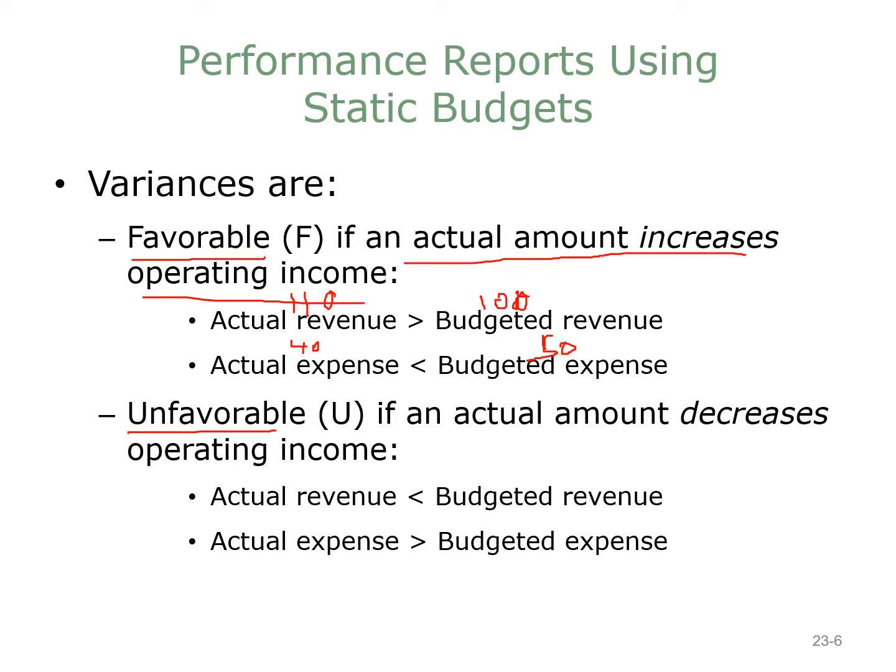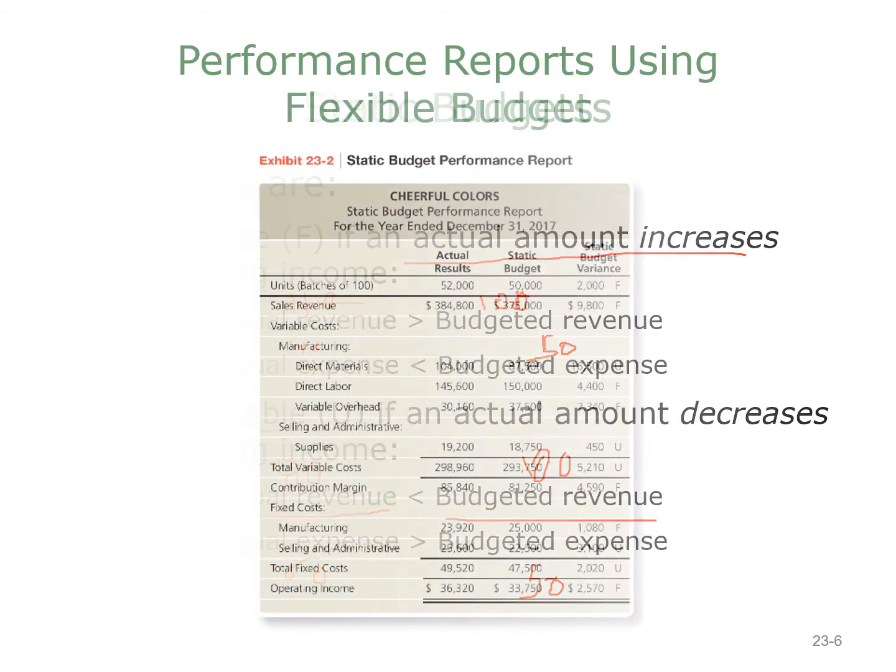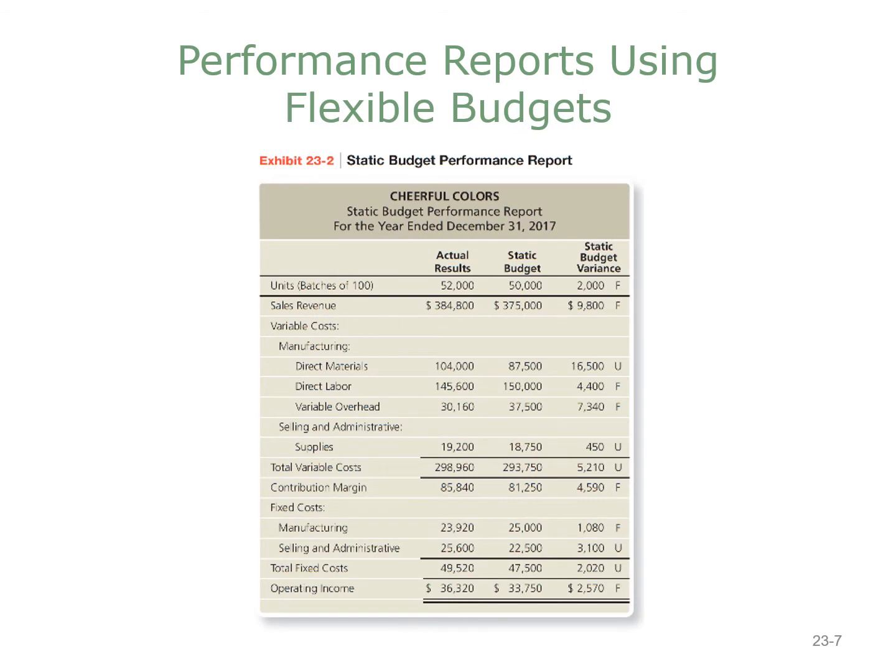The variance will be favorable if the actual minus the budgeted result increases the operating income, and it is unfavorable if the actual amount decreases the operating income. Here the actual revenue is less than the budgeted revenue. I expected 100, but what I achieved was 80. Actual expenses are higher than the budgeted expense. I expected 50, but I incurred 60. So the result here will decrease the operating income.